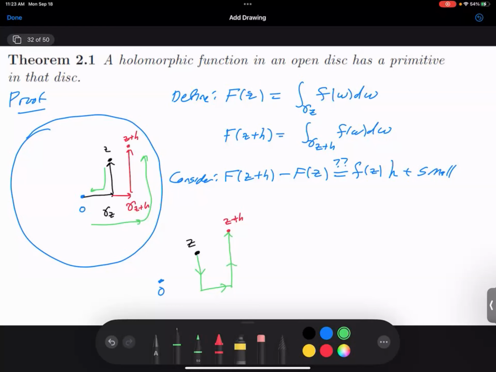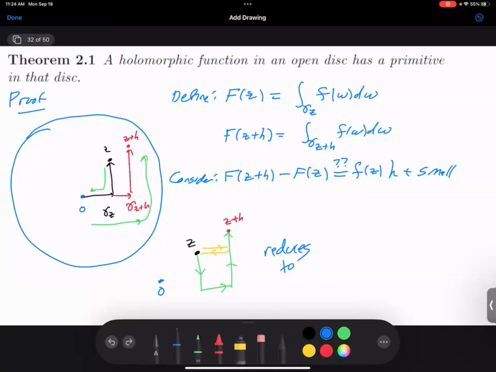What regions do we know how to integrate a holomorphic function over and get 0? Rectangles. Rectangles and what else? Triangles. Triangles. So let's add an integral in this direction, and then of course we have to add it in the other direction. And now we have a giant rectangle. What's the integral over that giant rectangle? 0. It's just 0.